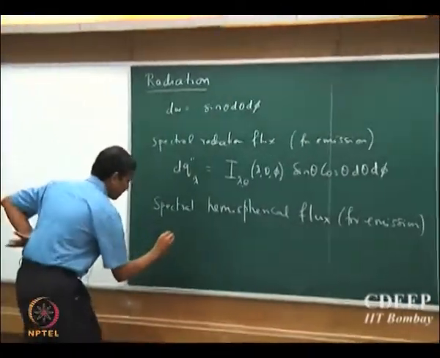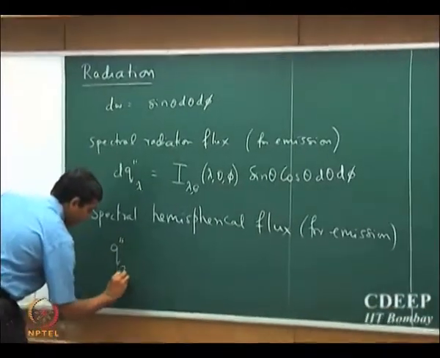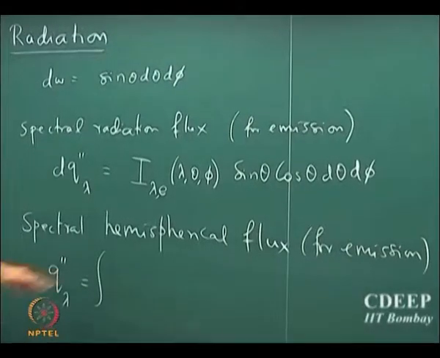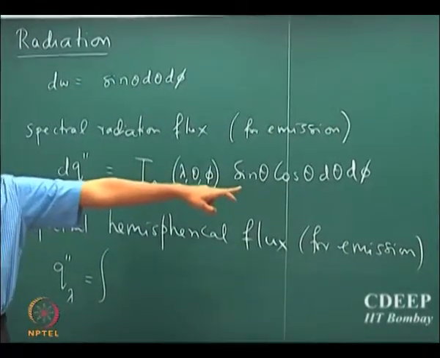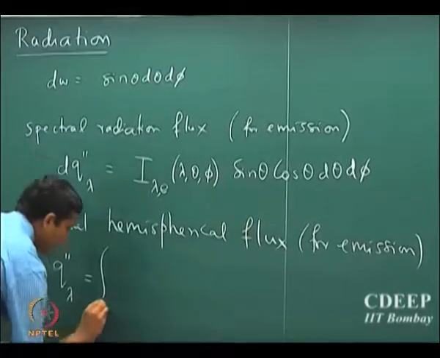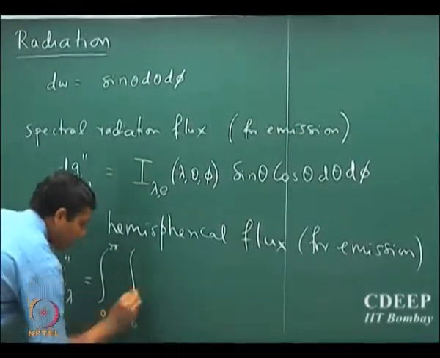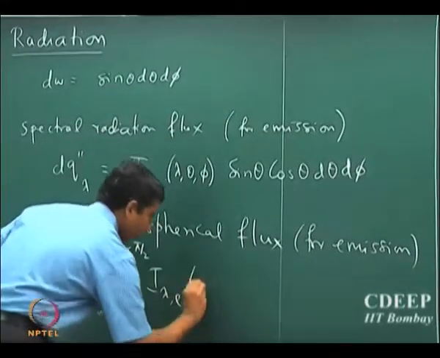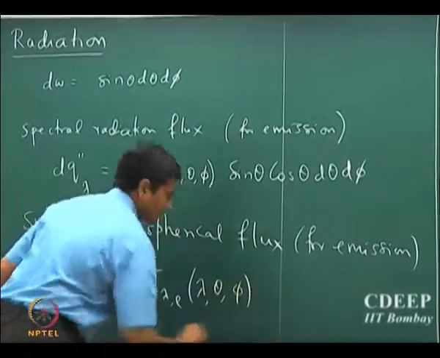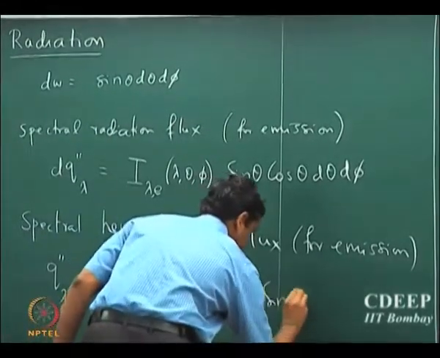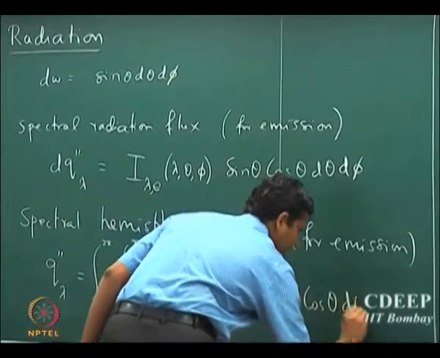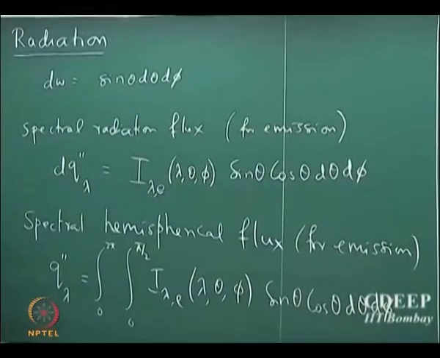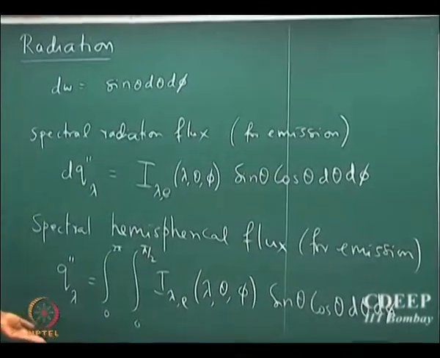So, that is nothing but, if I say q lambda, that will be the integral over 0 to 2 pi on the phi direction and 0 to pi by 2 on the theta direction. So, it will be the integral from 0 to 2 pi, 0 to pi by 2, of I lambda e sin theta cos theta d theta d phi. Okay. So, that is the spectral hemispherical flux.